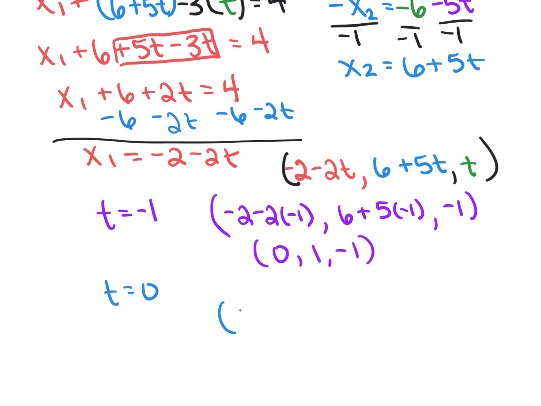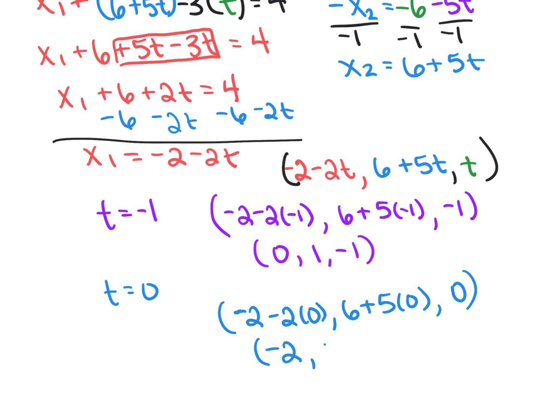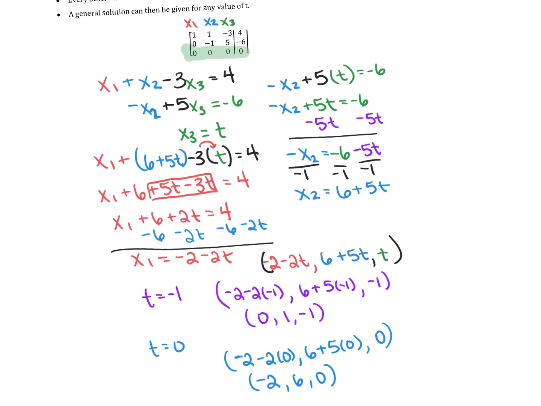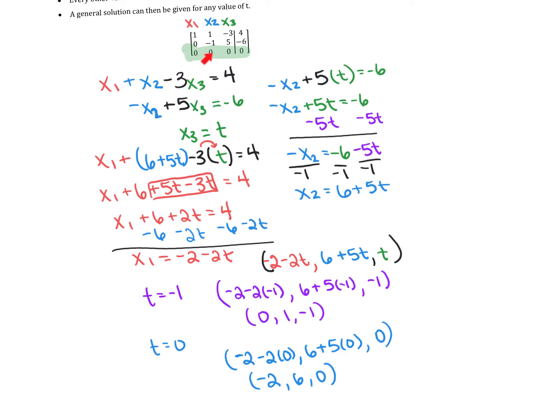If t is another value, for instance, let's say that t was equal to 0, then again, I would do this. Negative 2 minus 2 times 0, 6 plus 5 times 0, and then t would be 0. So my solutions are going to be negative 2, 6, and 0. So notice how the solutions are dependent upon what t is. And again, this occurs when we start our actual system and we see that we had a row of zeros. When you have a row of zeros, you have to go through this using the dummy variable process.